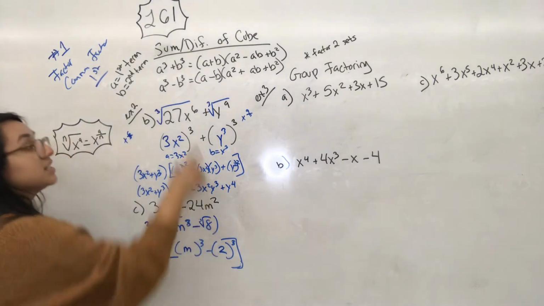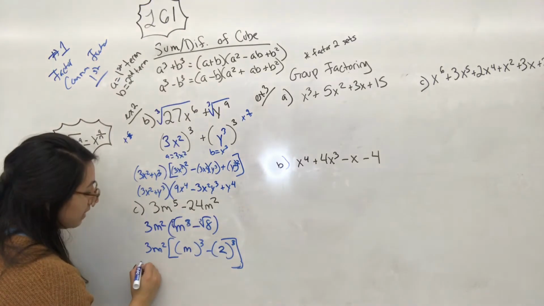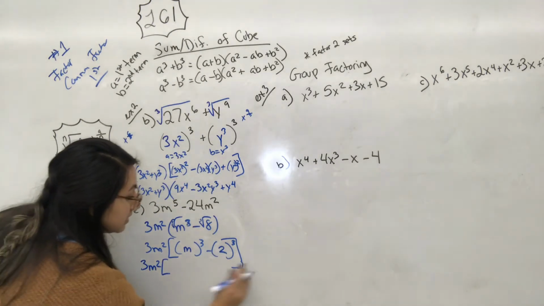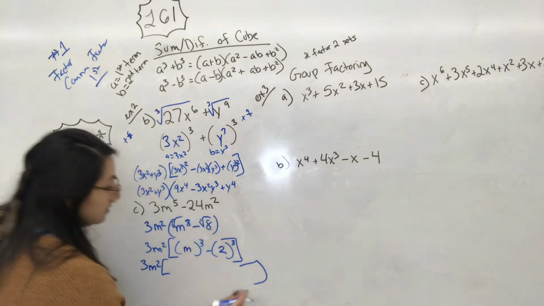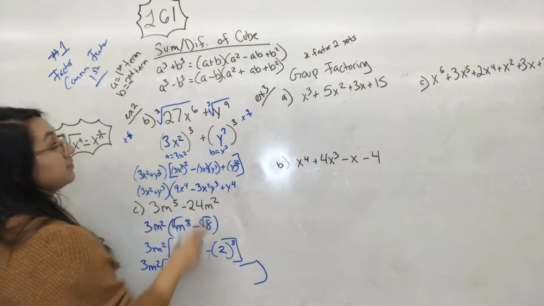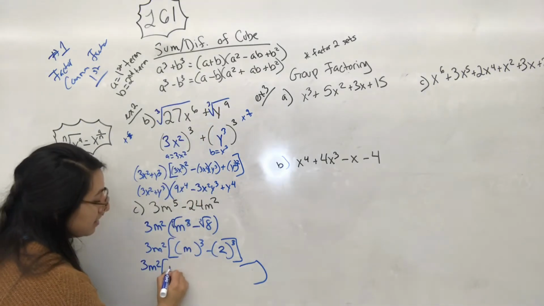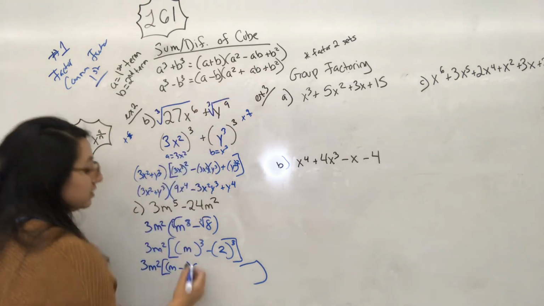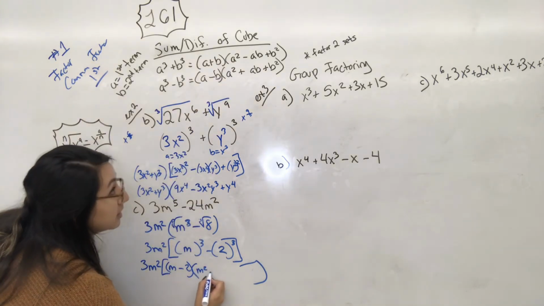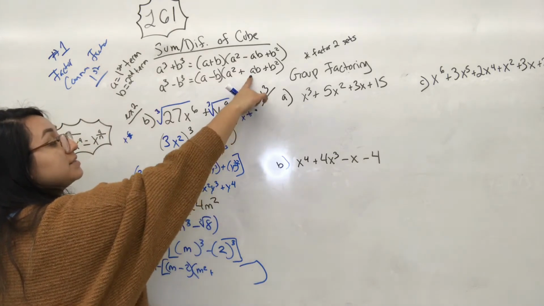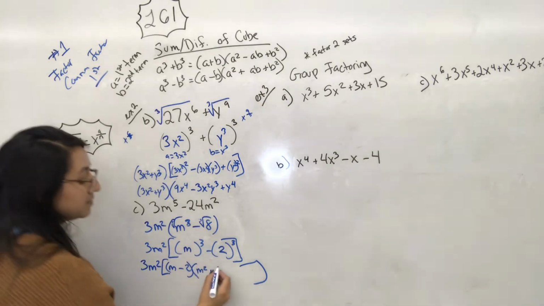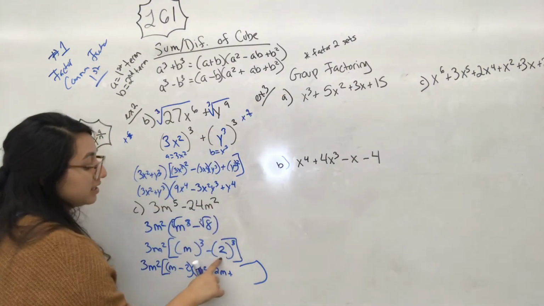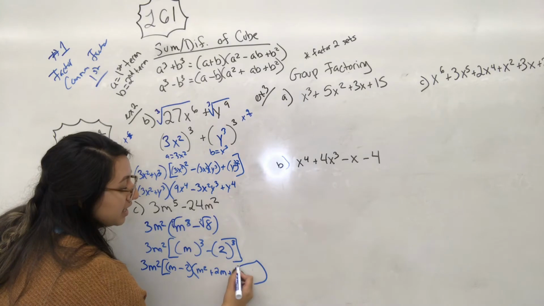Now, looking at this, it's a difference of a cube. So now we have our 3m squared from our beginning. Then we have, again, we use brackets. We have here, it's the difference. So your first term minus your second term. So m minus 2. Times your first term squared, m squared, plus your first term times your second term, so 2 times m. And it says plus your second term squared. So it's 2 squared, and that will give you 4.